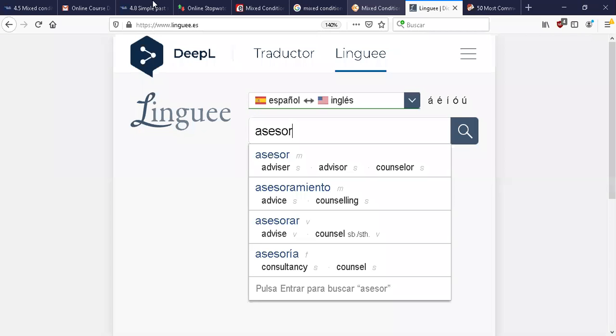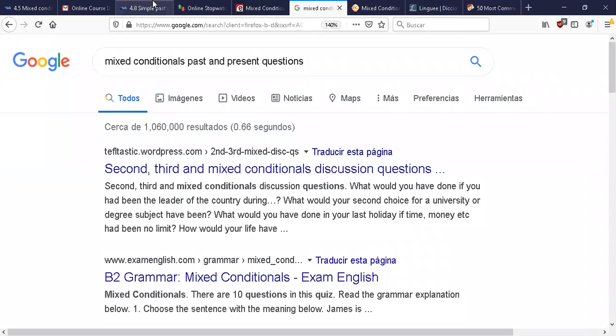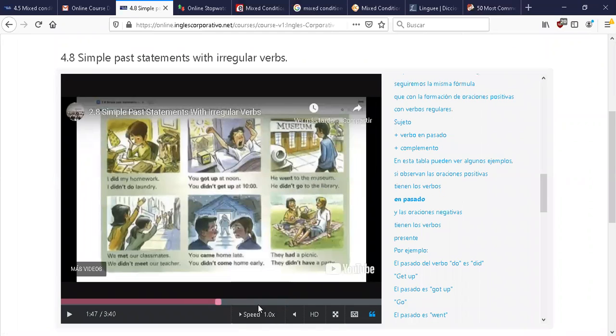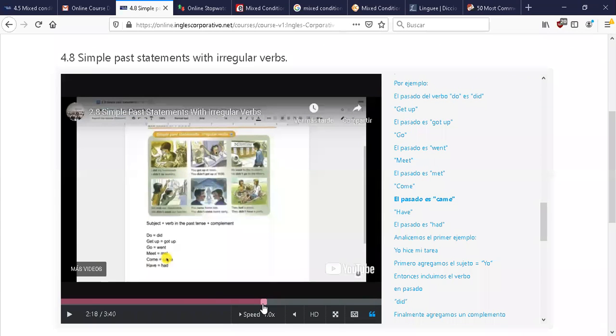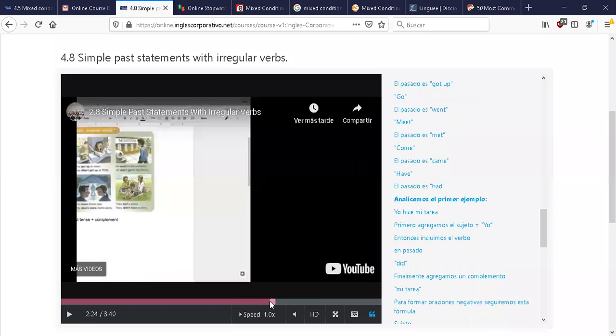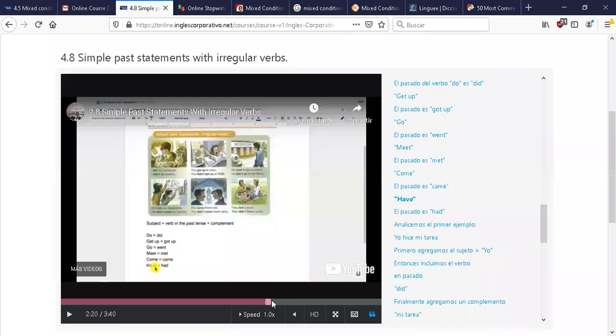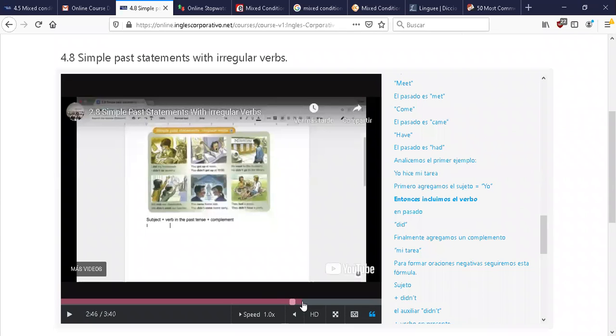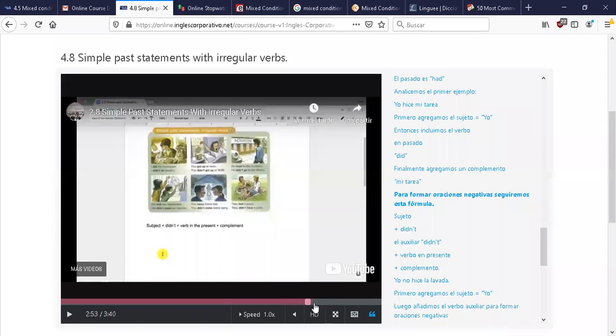All right, fantastic, guys. So here, give me a second. We have a couple of verbs. Here they are. Do, did. Get, got. Go, went. Meet, met. Come, came. Have, had. All right? So, guys, vamos a trabajar con esos verbos y vamos a trabajar con la estructura.